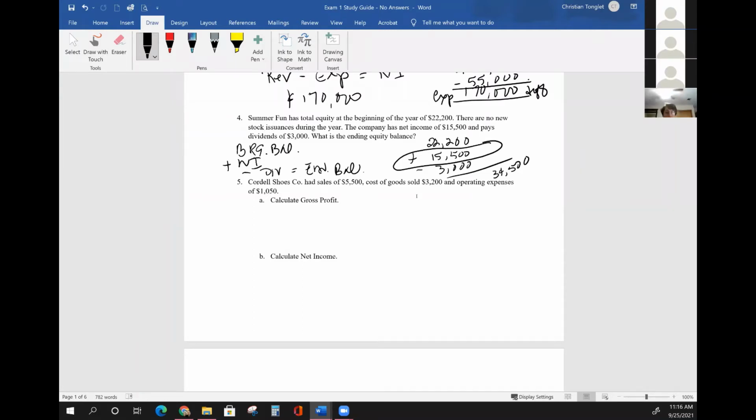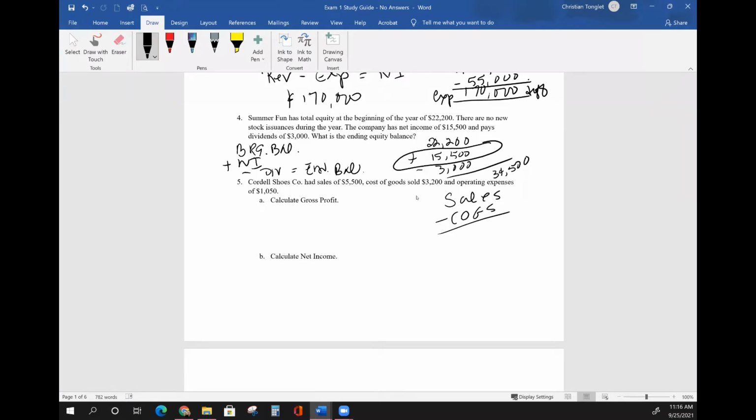So we have sales less cost of goods. That gives me my gross profit. Then I deduct my expenses to come up with my net income. So there's two pieces here. You may get asked both, or maybe I only ask for one. So remember how to calculate that.